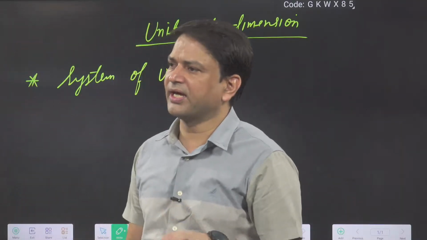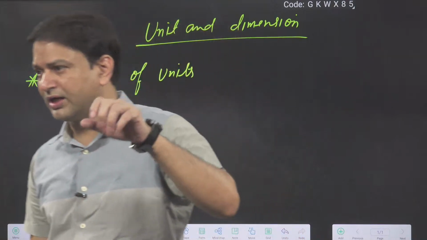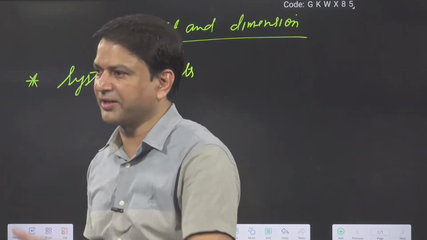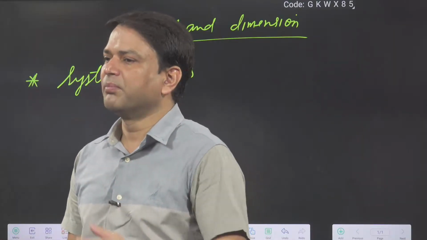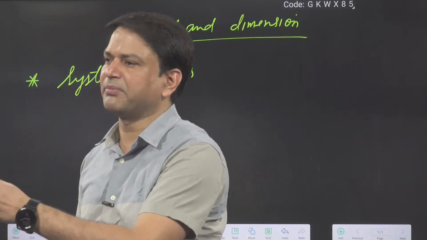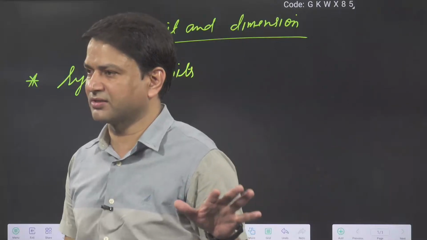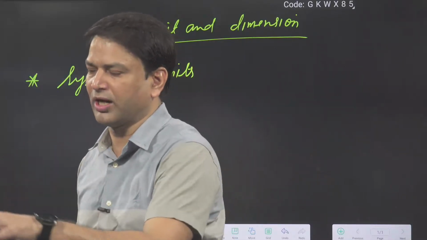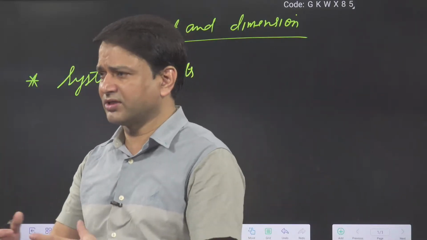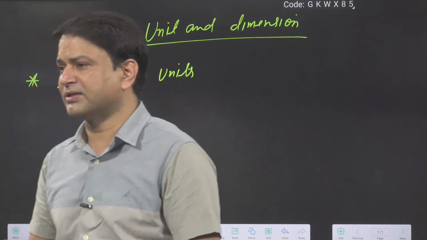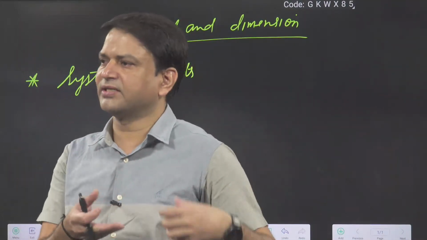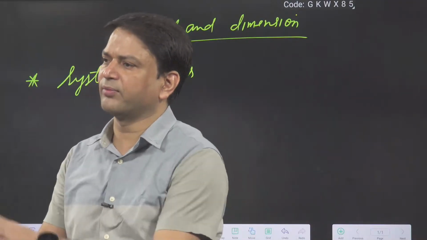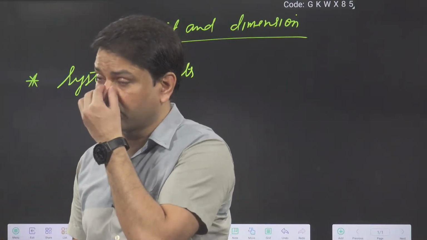So what is MKS? MKS is length, mass and time. Length we measure in meter, mass we measure in kg, and time in second. So that is the MKS system. M for meter, K for kilogram, S for second. It is one system of units. It means if you are solving any quantity, then mass you take in kg, length in meter, and time in second. That is MKS. Okay.